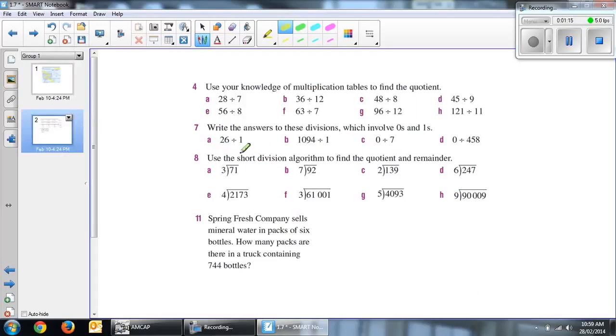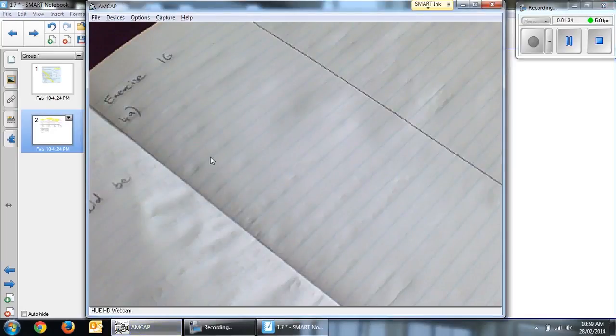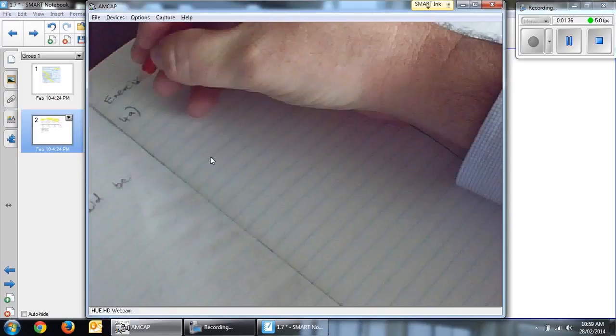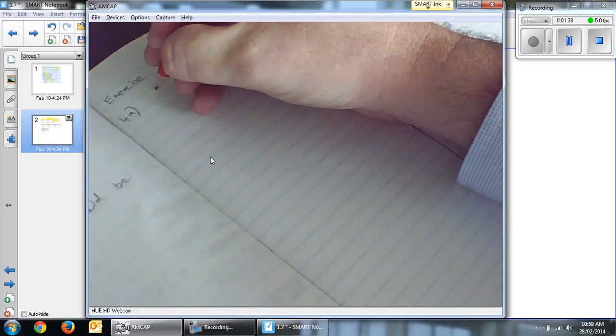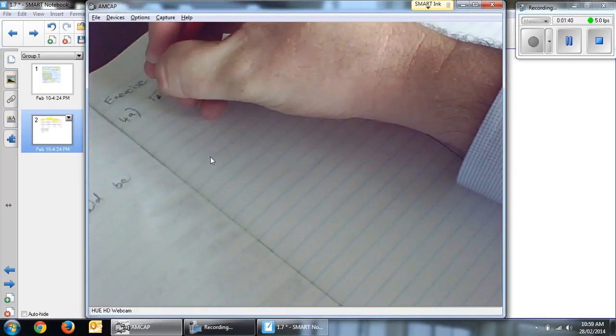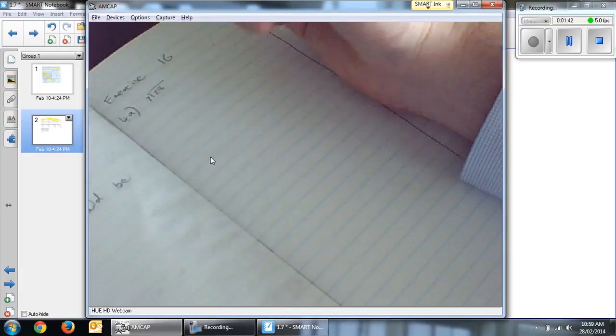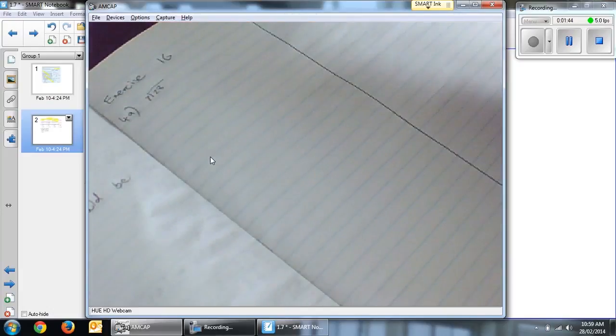So let's have a look at a couple of the questions. Here we've got question 4, and let's start off with 4a. Use your knowledge of multiplication tables to find the quotient. So 28 divided by 7. If we have a look at the page here, I can set out the algorithm, put 28 in there, and 7 there, and work my way through it.